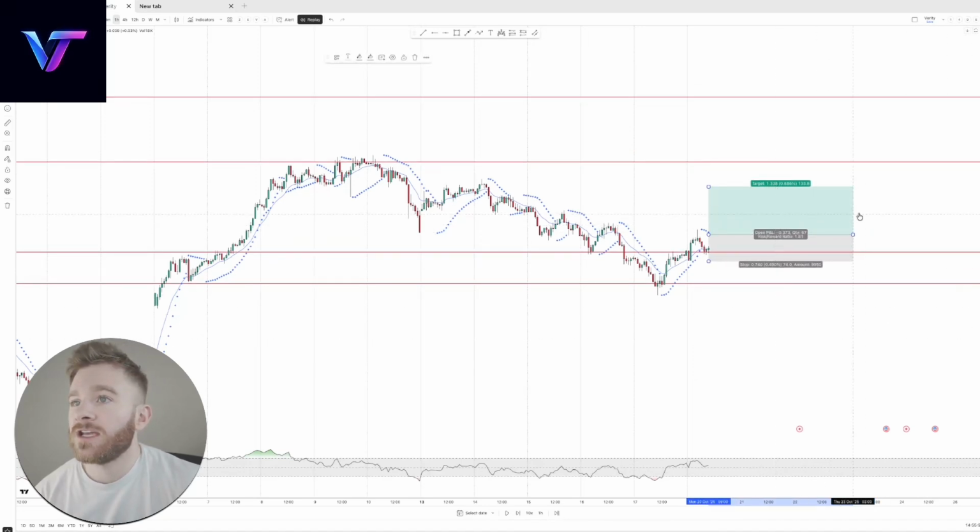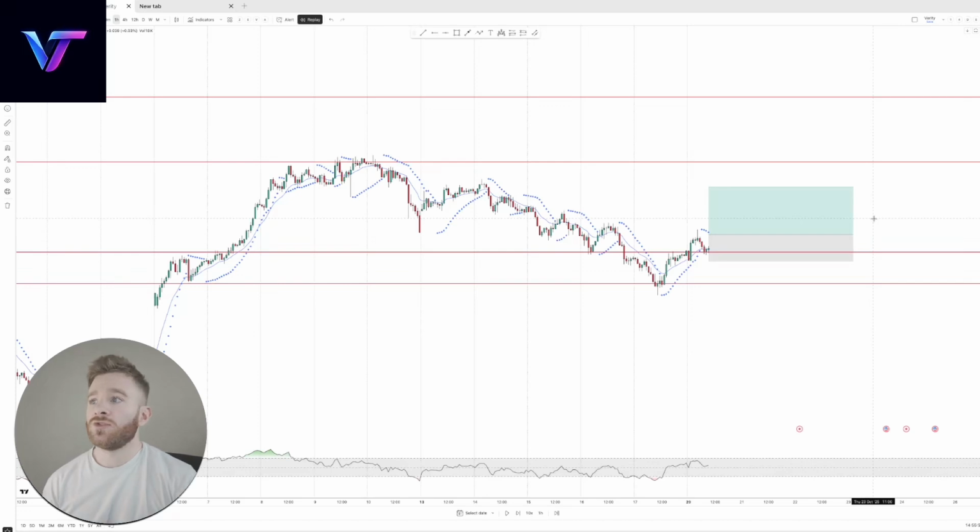Now I'm doing this just for an example, and the example that I'm trying to show you here is how to look at your baskets, how to, if you don't know how to get your baskets, reach out to me.